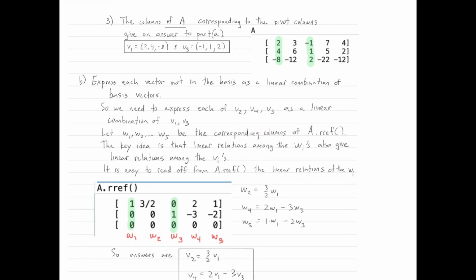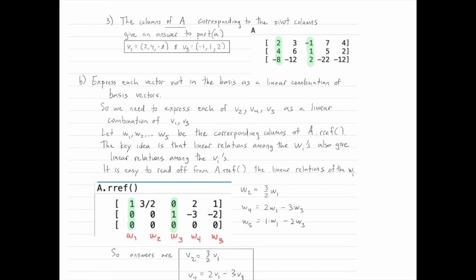So here, W1 is this first column and so forth. And the key idea is that the linear relations among these W's are going to give rise to linear relations among the columns of the original matrix A. That's a theorem we saw a few videos ago that says doing elementary row operations, even though they change the column space, they don't change relations between the column vectors.